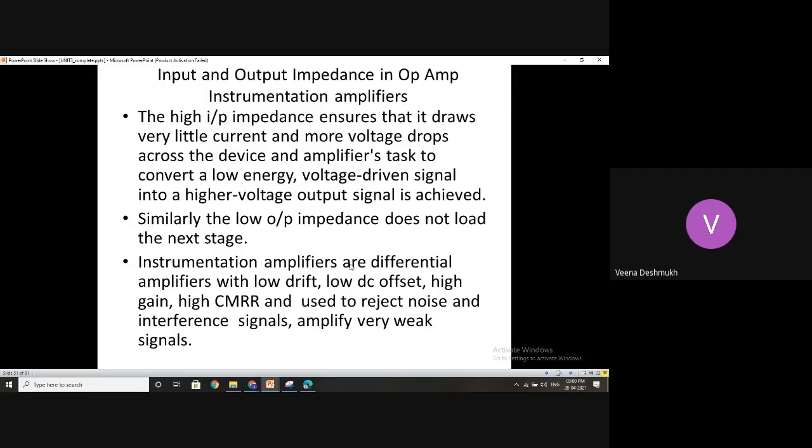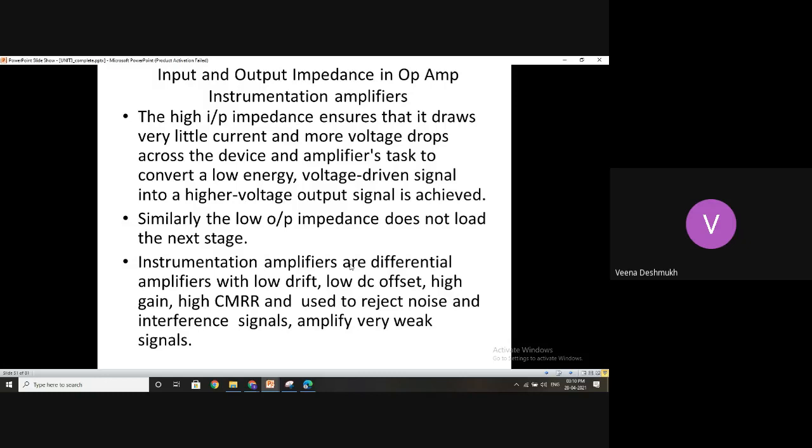Similarly, low output impedance is another basic requirement or characteristic of these op-amps. What happens again if the low impedance is at the output? If there is low output impedance, more current starts flowing through the circuit. So in the output section, more current flows, not in the device, because already the input impedance is very, very high. So it does not allow any current to flow through the device, but on the output side, more current is made to flow because the impedance is low.